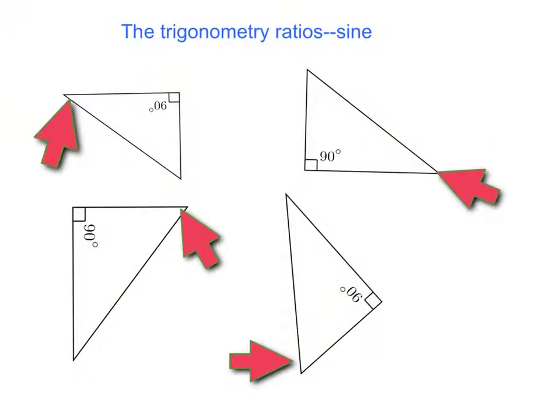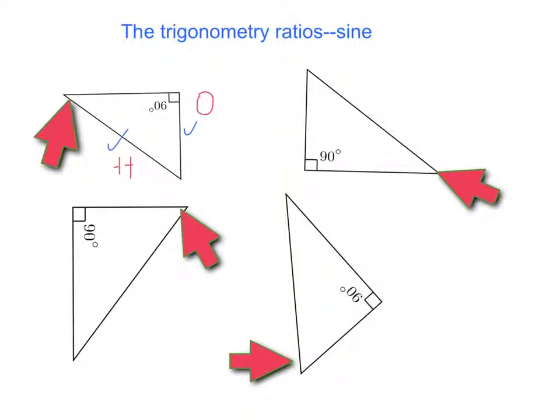Let's have a look at one of the trig ratios. The first one is sine, S-I-N-E. So what we're going to look at is four triangles, and we're going to look at the way they've been labeled. So for example, if we start at this reference point and we go across, we find that this is the opposite and this is the hypotenuse. So from that ratio, we have those two sides marked.